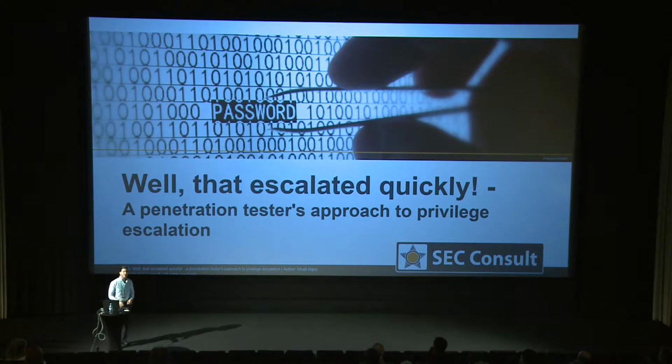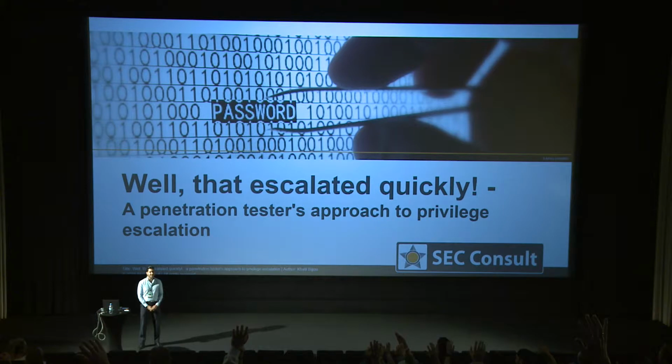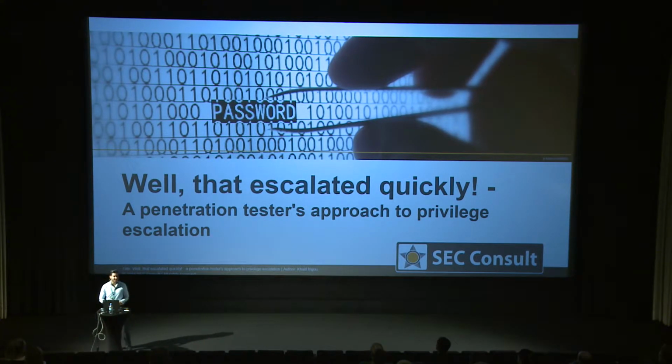Another question, how many of your computers are encrypted with a disk encryption tool? Okay, most of you, that's good, because we're going to talk about some attacks against disk encryption and missing disk encryption especially. And the last question, how many of you have ever written or read a penetration test or penetration test report?